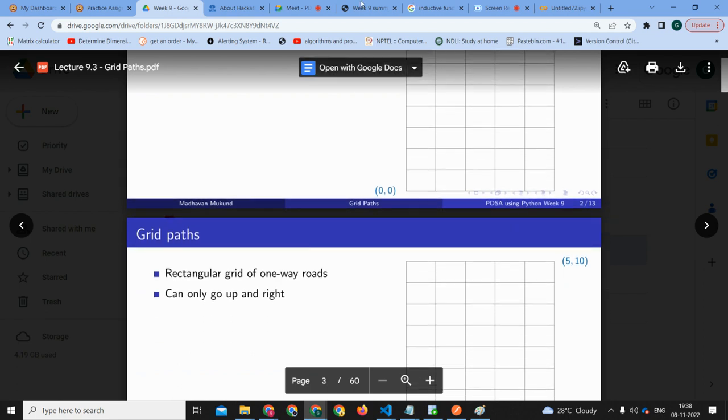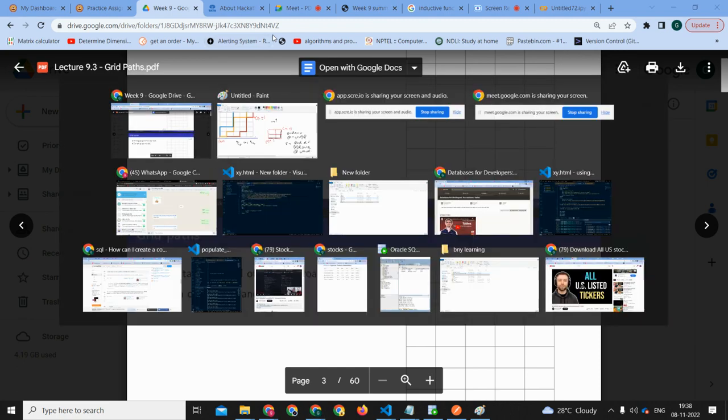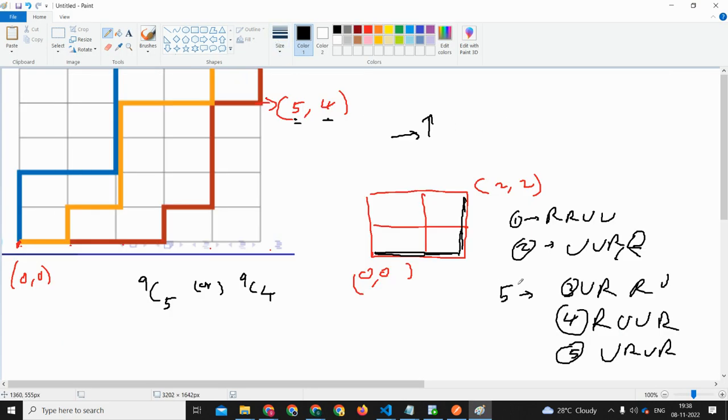In the previous example, there are 6 paths, 4 choose 2. So probably we missed one. That's what I was trying to calculate. If it is 4 choose 2, it should be 6, right? Rows plus columns.